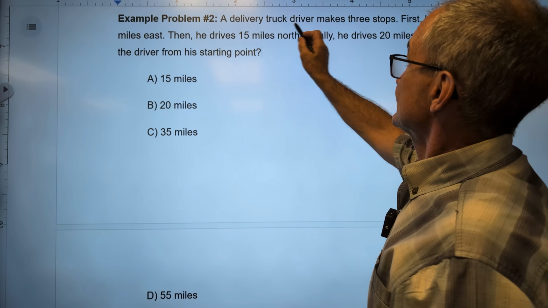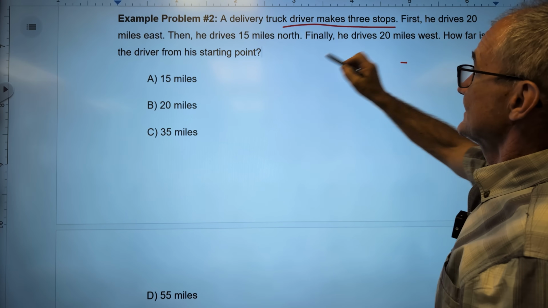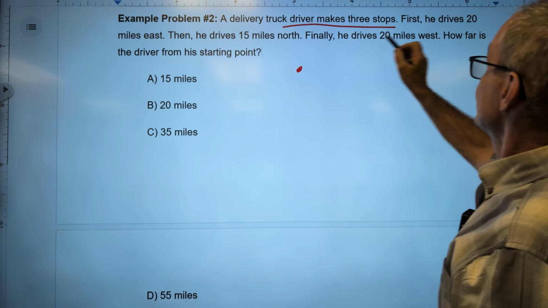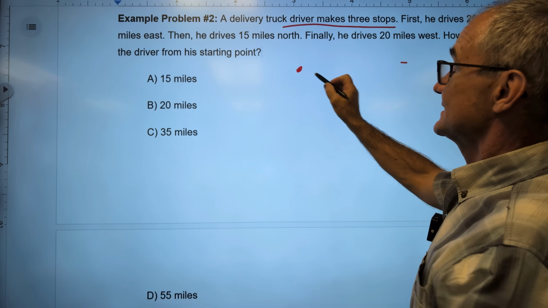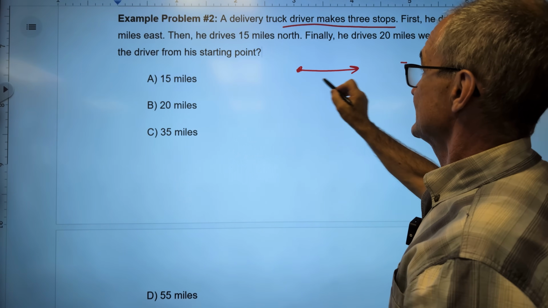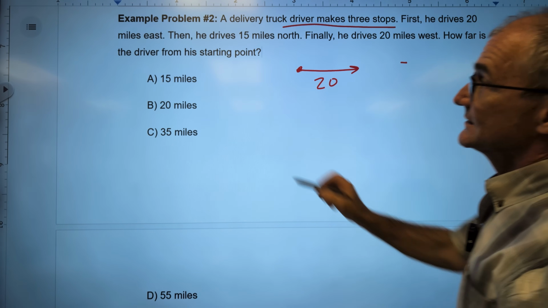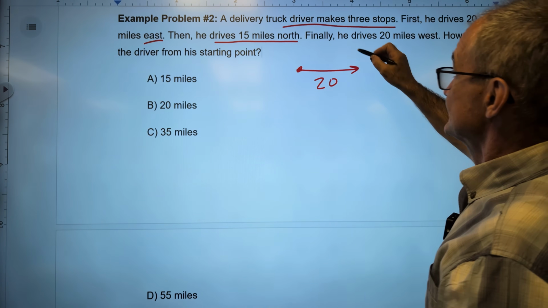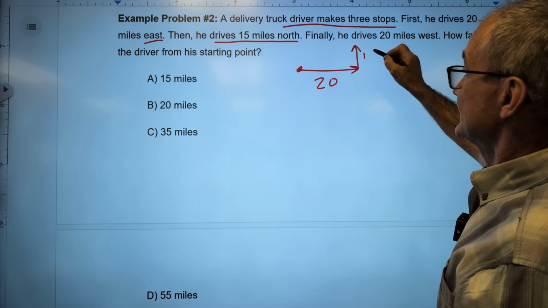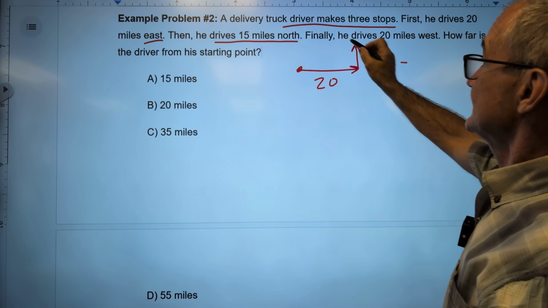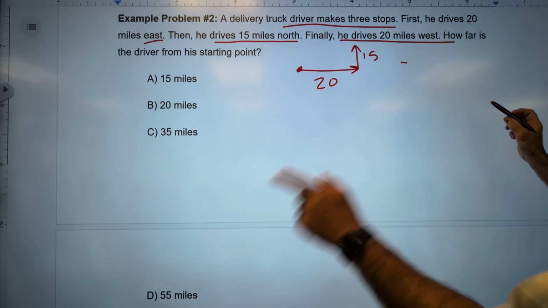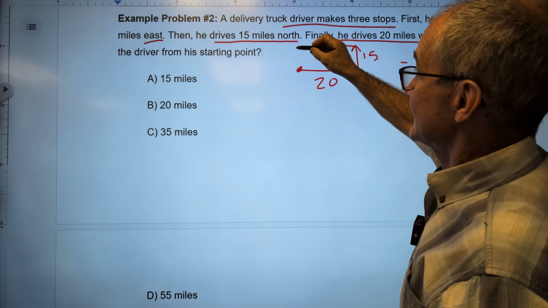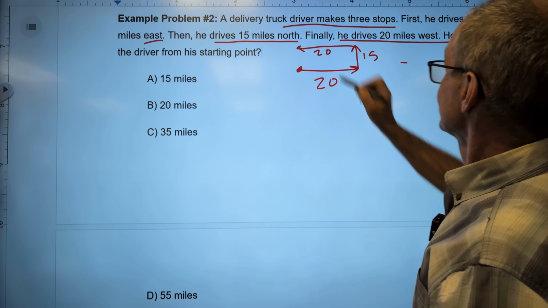A delivery truck driver makes 3 stops. So he starts right here. First, he drives 20 miles east. So that's this way, 20 miles east. Then he drives 15 miles north. So then he goes straight up north. And then he drives 20 miles west, back the way he came.